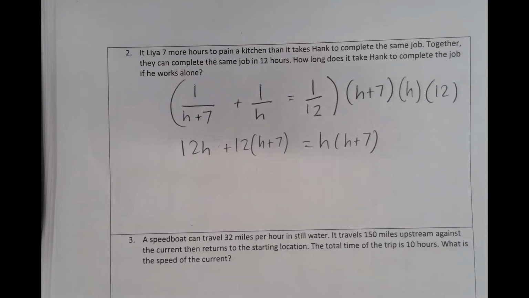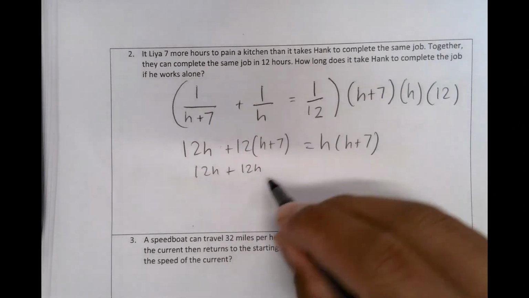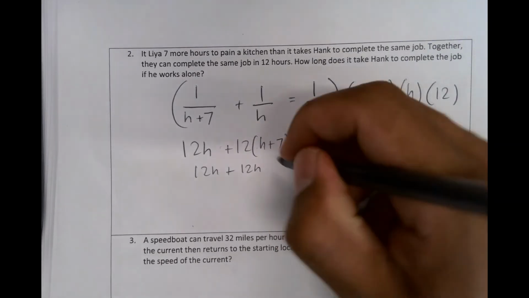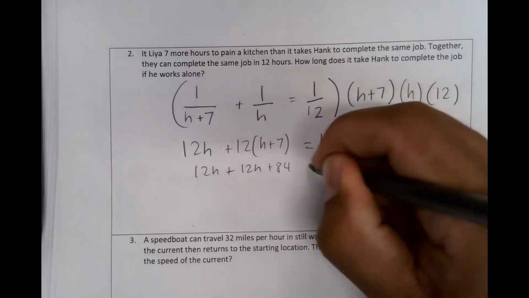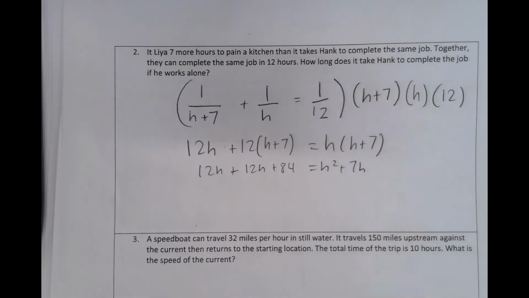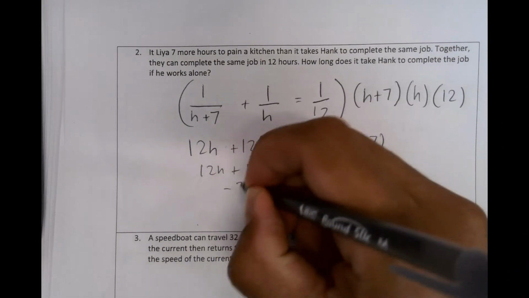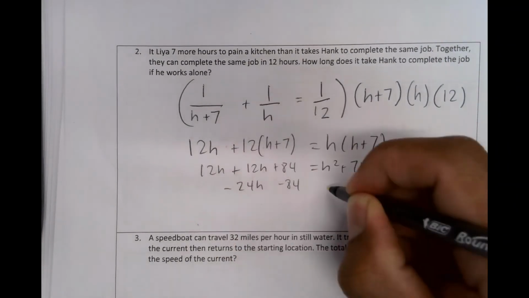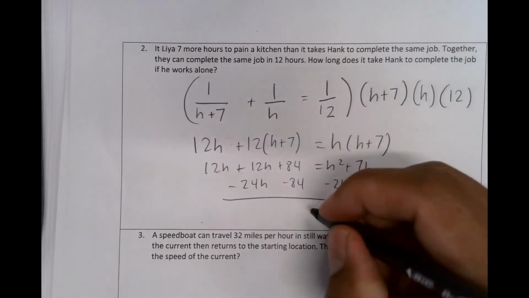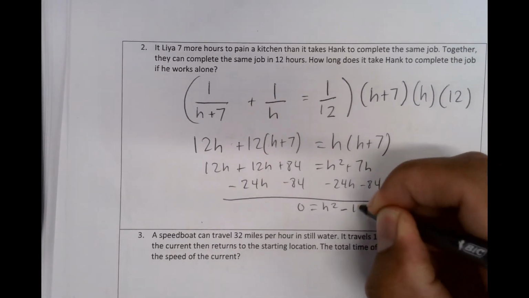So now I can just add everything up together. I have 12h plus 12h. And this, just remember to distribute. So 12h, that's 12h. 12 times 7 is equal to 84 equals h squared plus 7h. And now I can move everything to one side because I see there's an h squared and there's an h. That means I have to factor. So I'm going to minus everything by 24h. Minus everything by 84. And I'm left with 0 is equal to h squared minus 17h minus 84.